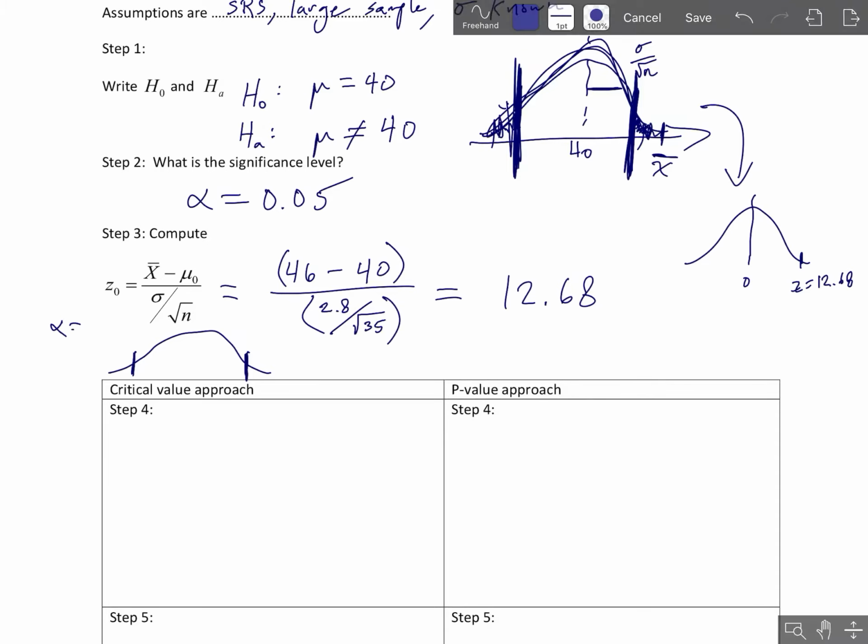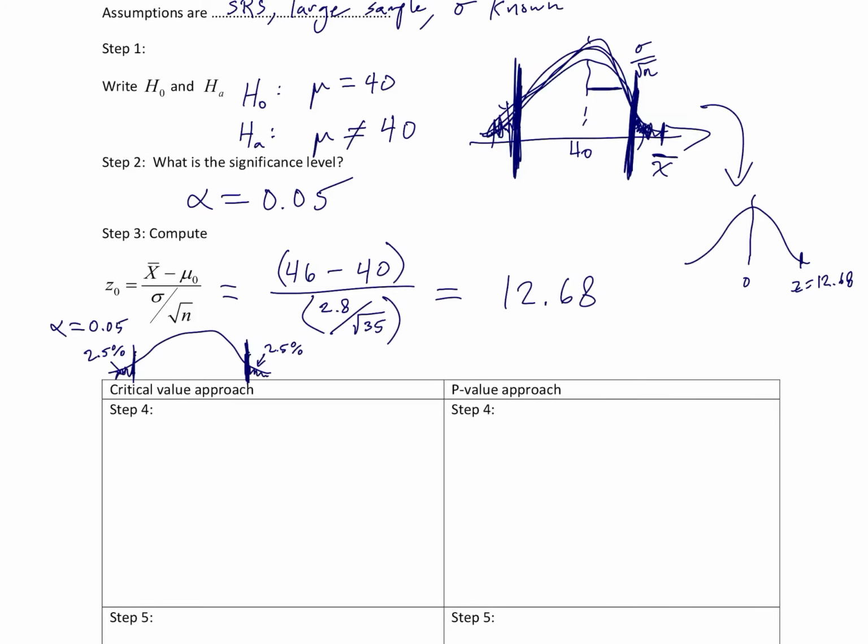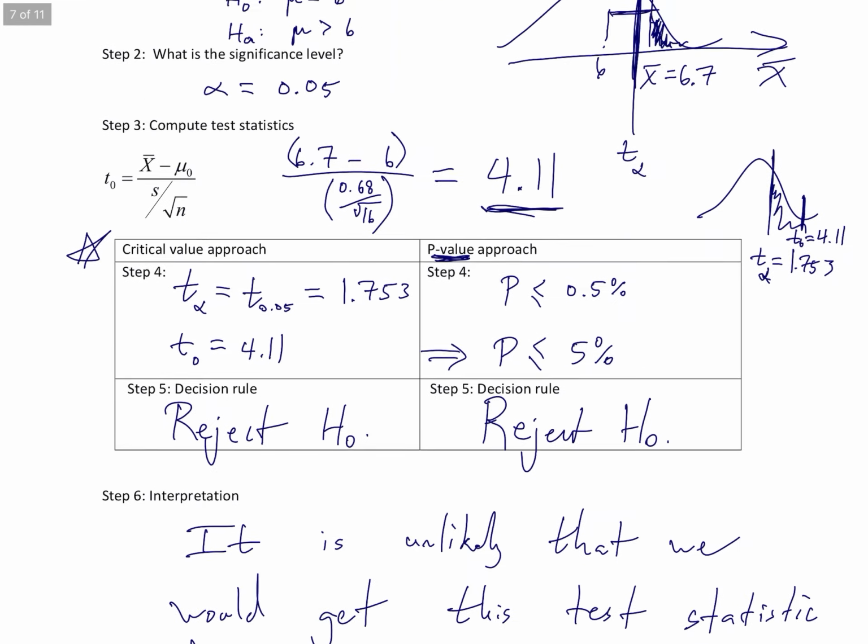Now, in this case, because we're looking at a two-tailed test, here we have an alpha of 0.05. That means that if I want the total area in these tails to be 5%, then this side would have a 2.5% area, and the right side would also have a 2.5% area. So we're looking for the z-value that has a 2.5% to the left of it and a 2.5% to the right of it.